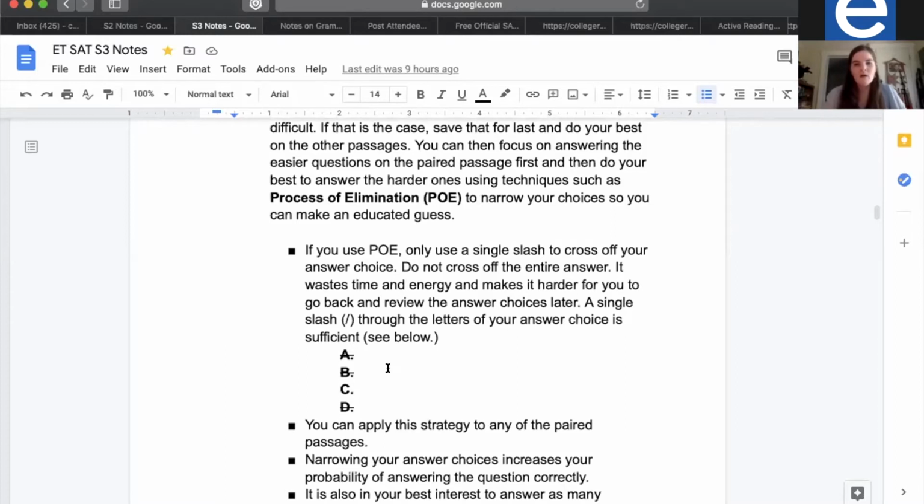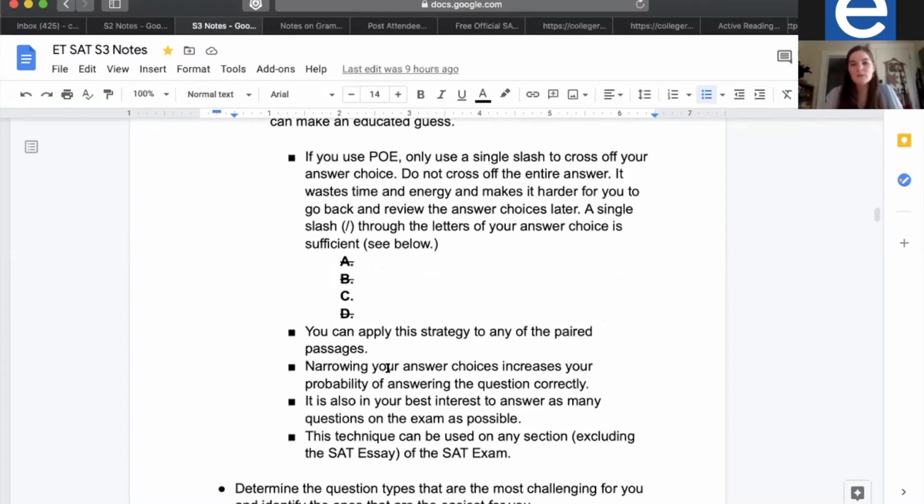Okay. When you use process of elimination, you only want to use a single slash to cross off your answer choices. Don't do an X, okay? When you do an X, you're wasting time. So one single slash, and also do not cross off the entire answer. Only cross off the letter, okay? Because you're wasting time when you do that.